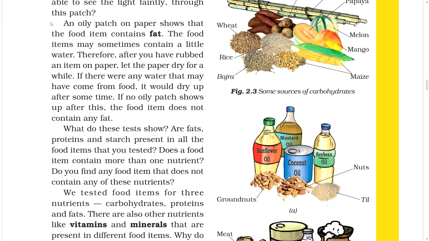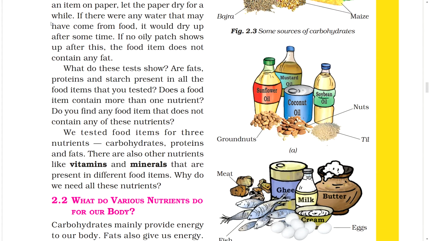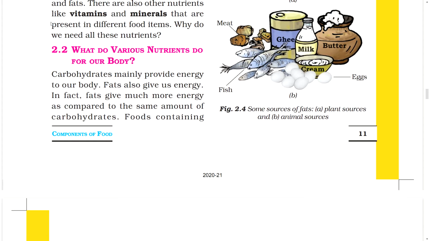We tested food items for 3 nutrients: carbohydrates, proteins and fats. There are also other nutrients like vitamins and minerals that are present in different food items. Why do we need all these nutrients? 2.2. What do various nutrients do for our body?